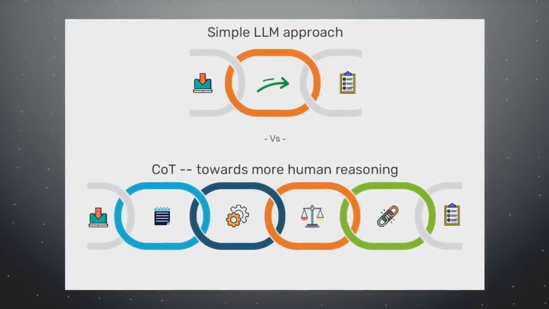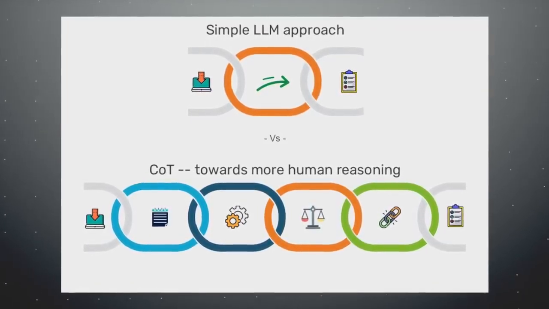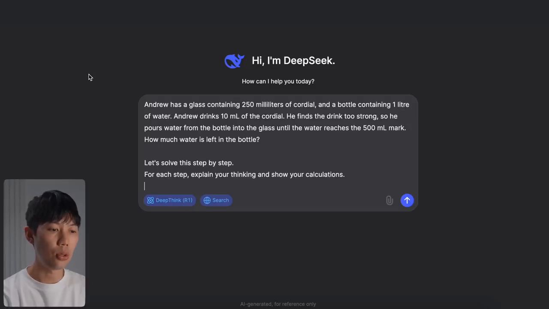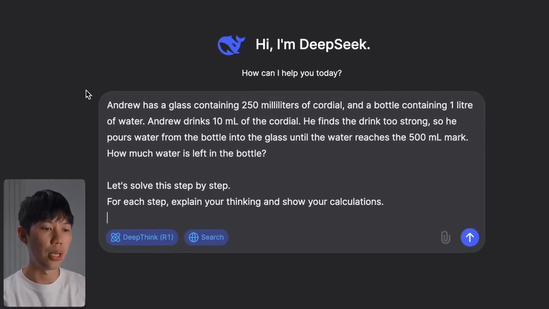Okay, so the R1 model uses the chain of thought prompting approach, which basically encourages the AI model to break down the reasoning into simple to understand steps. This isn't new, but DeepSeek R1 does this really well. So let's use this simple maths problem as an example.